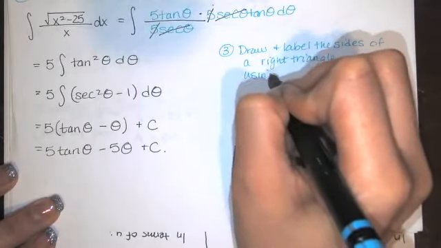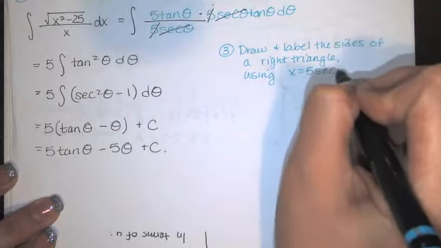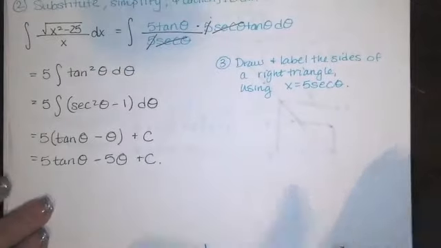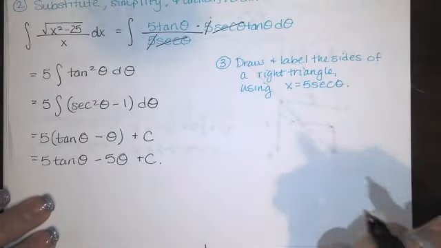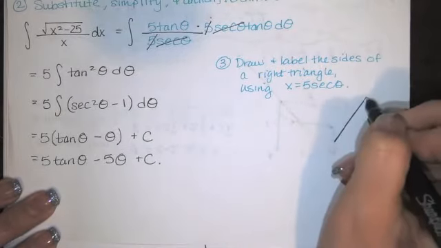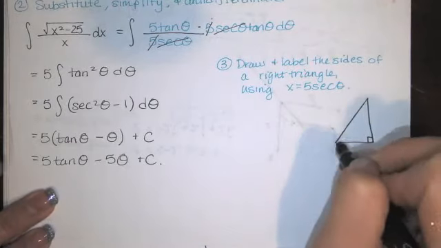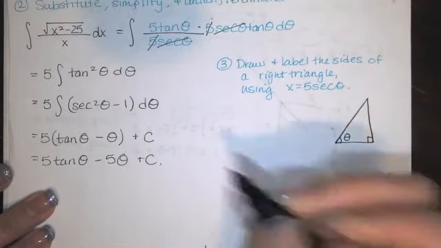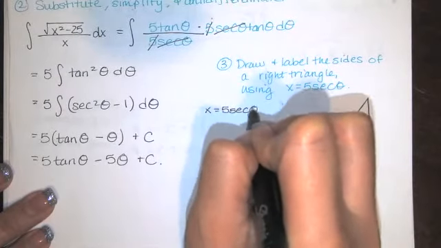Using our original substitution, which in our case was x equals 5 secant of theta. Now, I don't tend to think in terms of secant, cosecant, and cotangent. I still tend to think in terms of sine, cosine, and tangent. So I will probably restate everything in terms of sine, cosine, and tangent, and then use reciprocal identities to go the other way. So we've got x equals 5 secant of theta.